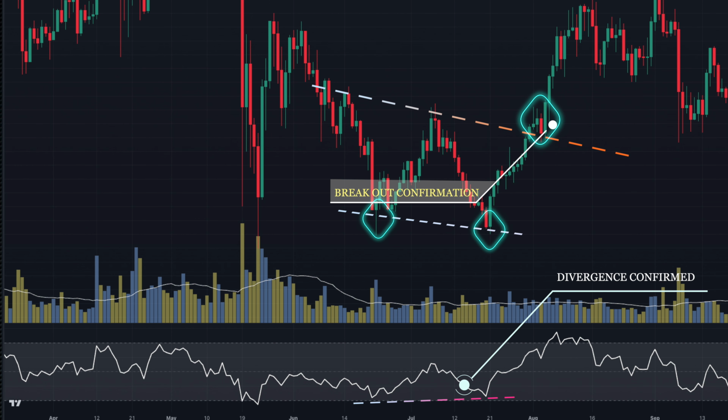On this chart, we don't have one straight line for the neckline, and we don't have one straight line for the double bottom either, but we do have a divergence confirmation. We have a divergence on the RSI. Plus the neckline has been broken. We get a confirmation of the pullback, then we go to the upside.